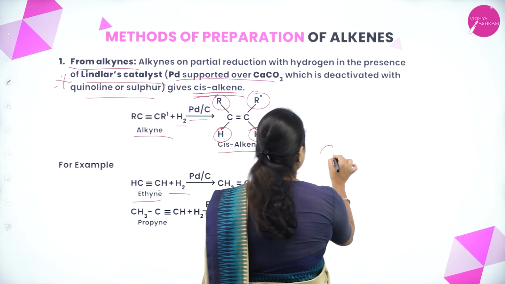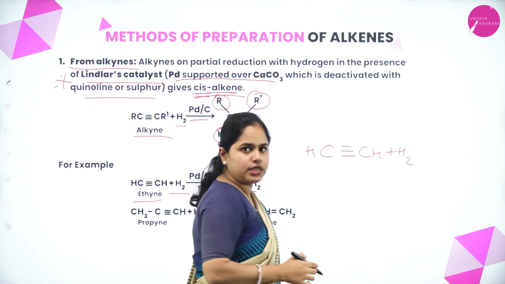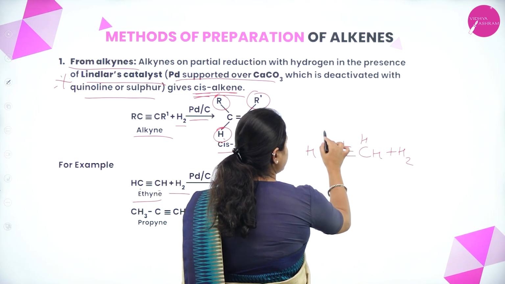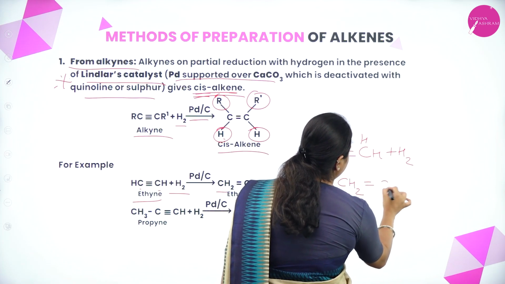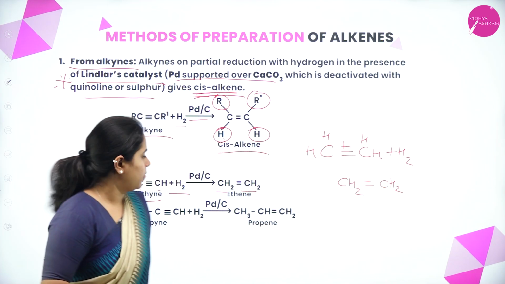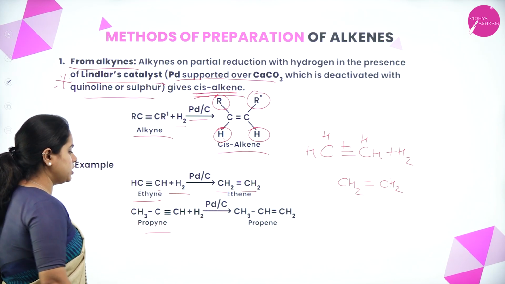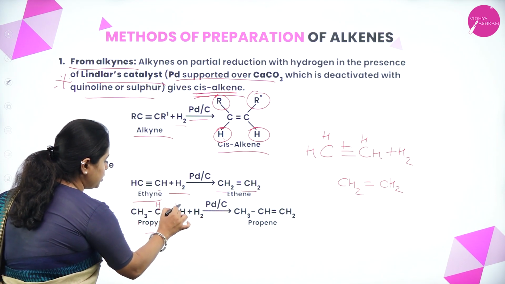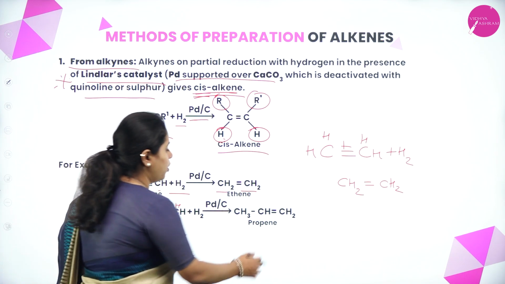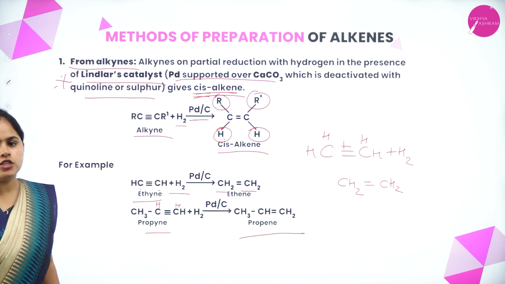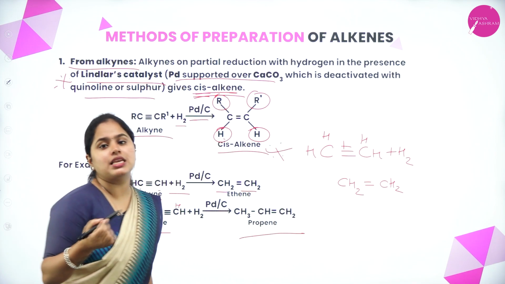As you can see here, CH triple bond CH, to which hydrogen is added. Hydrogen is added means this bond is broken, one hydrogen added here, one hydrogen added here. So you are going to get CH2 double bond CH2, that is ethene. Another example is propyne. CH3, C triple bond CH, to which hydrogen is added, one hydrogen added here, one hydrogen added here. So what you will get? CH3, CH double bond CH2, that is propene. So I hope it is clear. And another important point is that through this method you get cis alkene.